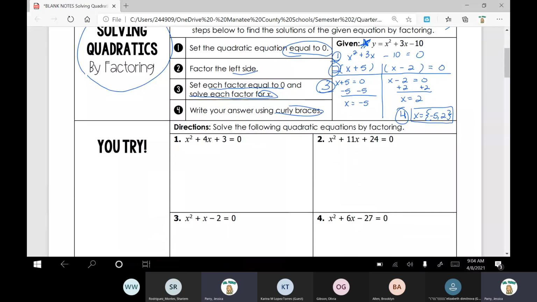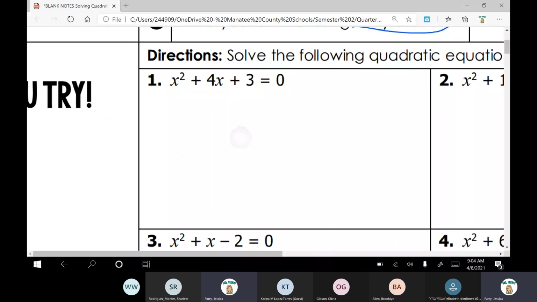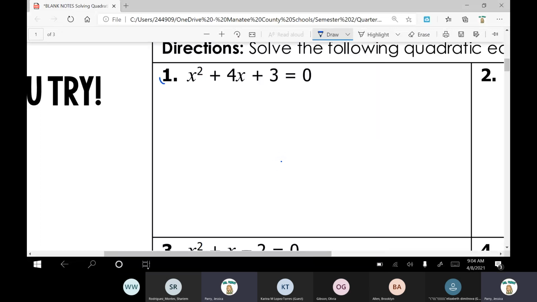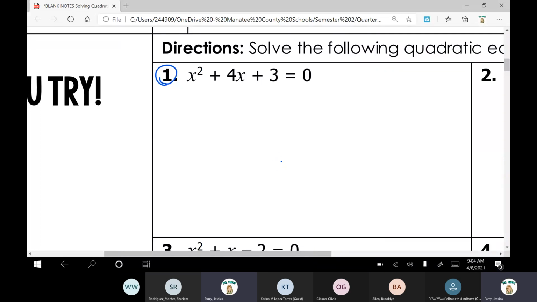Your directions say solve the following quadratic equations by factoring. Let's first do number 1. I'm going to zoom in here. Let's do number 1 together first. We've got x squared, or x to the power of 2, plus 4x plus 3 equals 0. Our first step says set the quadratic equation equal to 0. It's already done for us. Then we can go on to step 2, which is factor the left side. So I'm going to draw my 2 sets of parentheses, and it's still equal to 0.